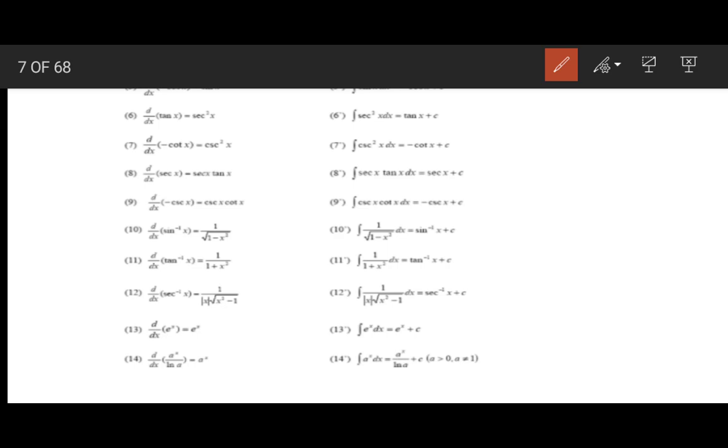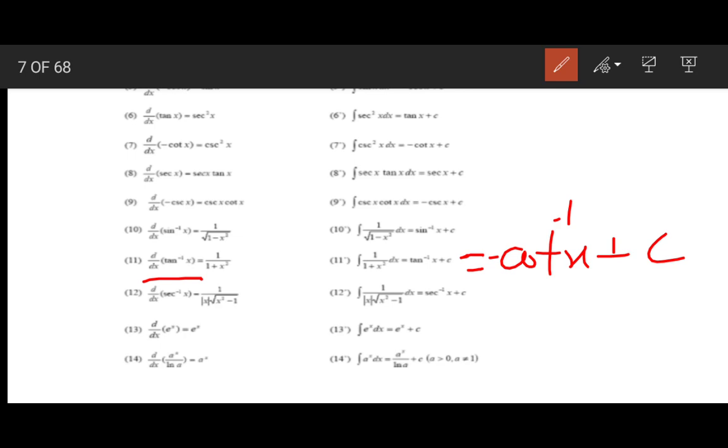Similarly, we know that the derivative of tan inverse x is 1 upon 1 plus x square, and the derivative of cot inverse x is minus 1 upon 1 plus x square. Hence the integral of 1 upon 1 plus x square dx is either equal to tan inverse x plus c or equal to minus cot inverse x plus c.